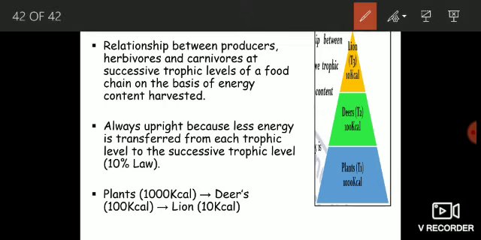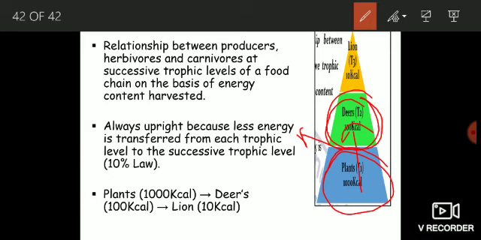Here you are having plants, their energy content is more as compared to deers, because when energy gets transferred from plants to deers, only a fraction of energy is taken by deers and the rest is lost to the surroundings in the form of heat, because the plants need a lot of energy for their maintenance. That means only a fraction of energy which is stored in plants goes to the second trophic level, and the rest goes to the surroundings in the form of heat. And this is explained by the 10% law, which we have discussed in the previous part.